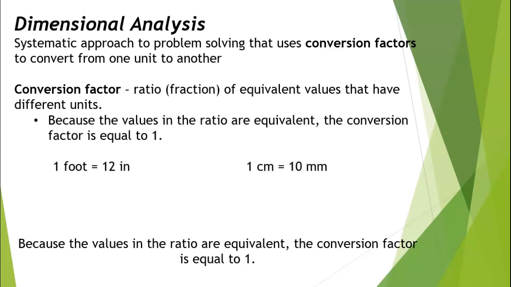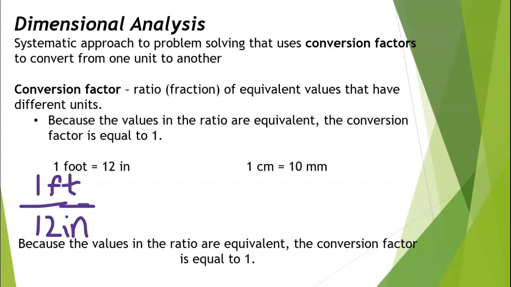So let's go ahead and make a couple of conversion factors just so you can see how this works. We know from our experience in life and in science that 1 foot is equal to 12 inches. These two quantities are equal to one another. So I can make a ratio between the two. I can put 1 foot over 12 inches.